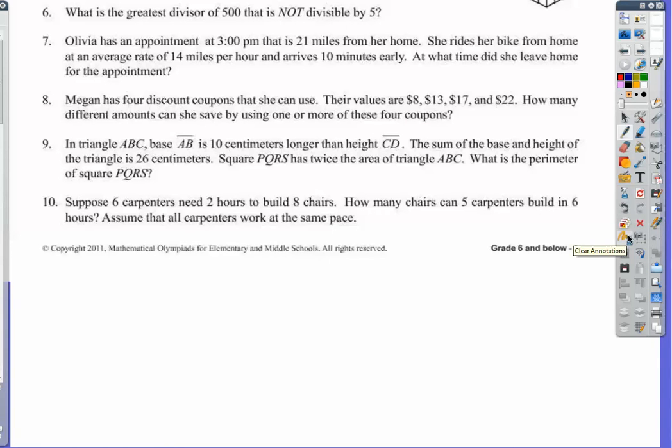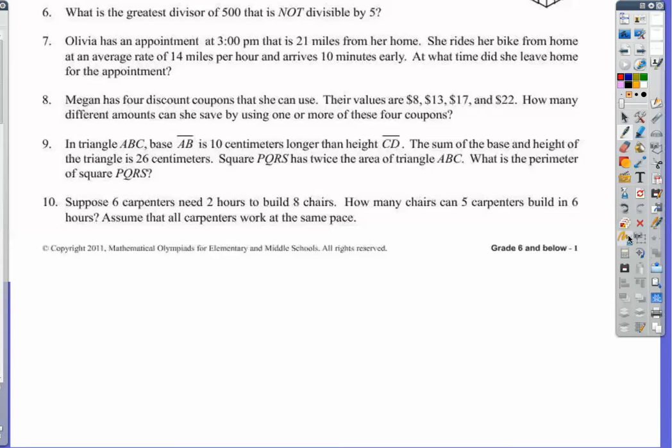All right, moving on. Number 8. Morgan has 4 discount coupons she can use. Their values are 8, 13, 17, and 22. How many different amounts can she save by using one or more of these coupons?